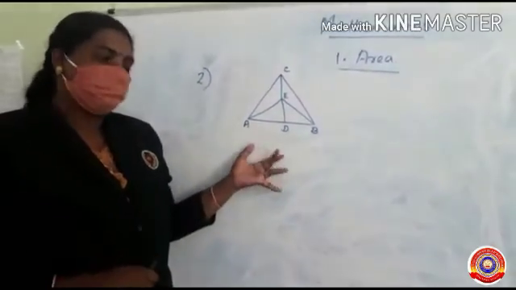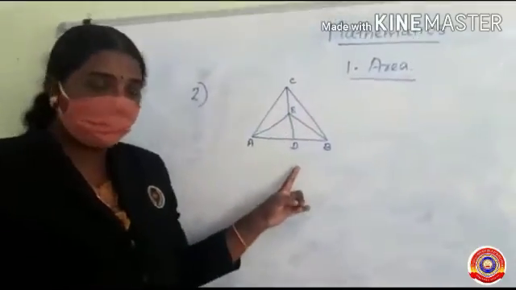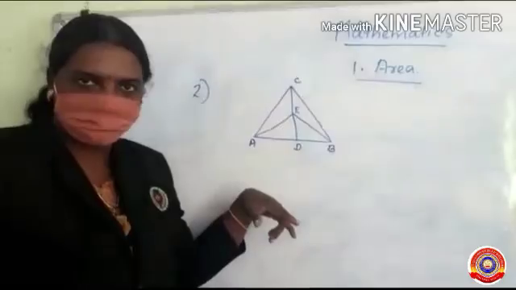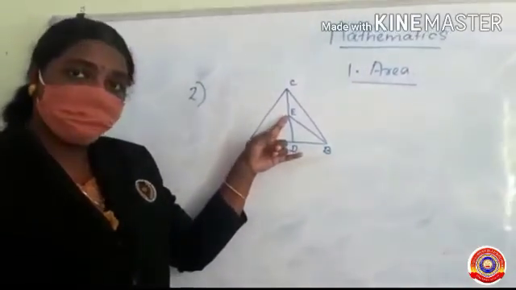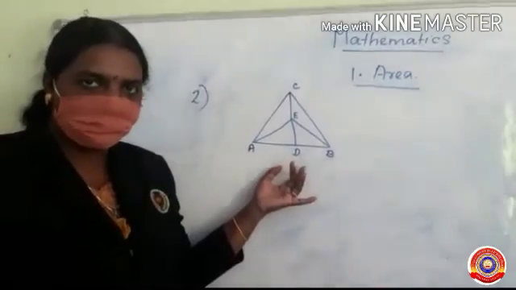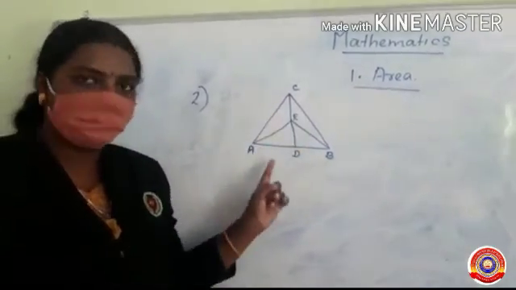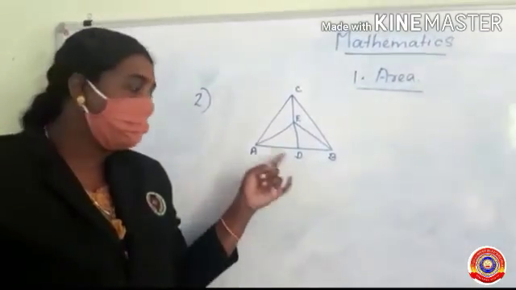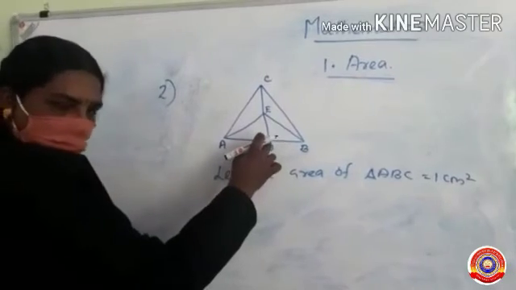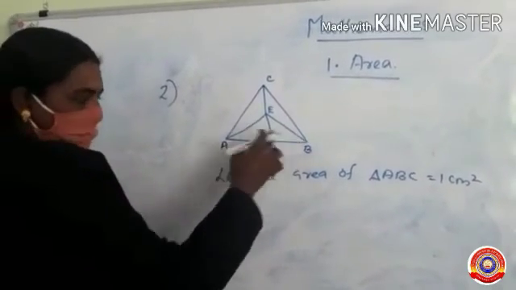In the given figure ABC, the line CD is drawn from the top vertex to the bottom line. Here D is considered as the midpoint of AB and E is considered as the midpoint of CD. We have to prove that the sum of the areas of all the four triangles is equal to the area of the whole triangle. Assume that the area of the large triangle ABC equals 1 centimeter square.